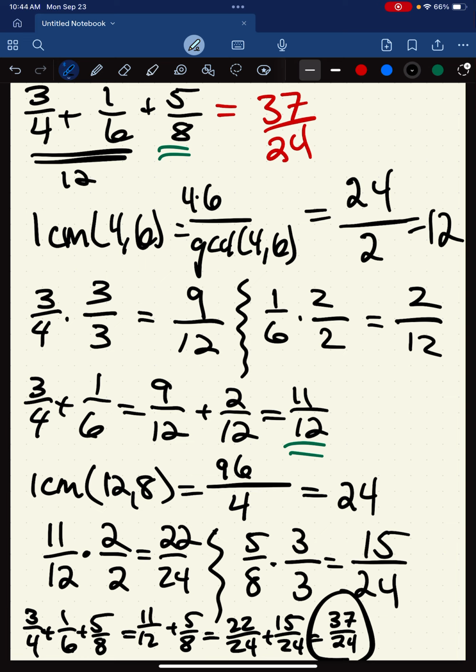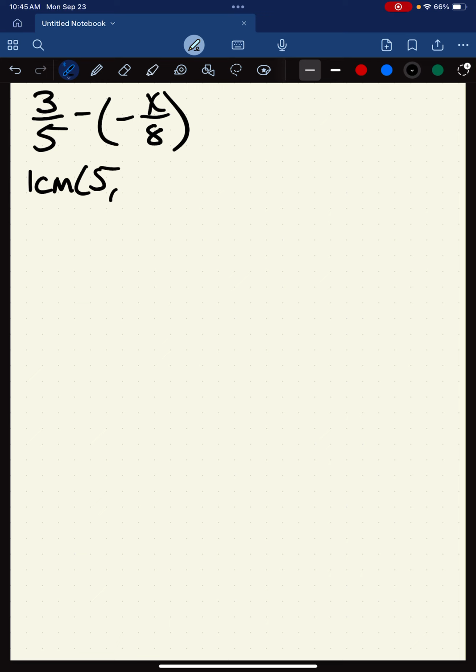Okay, let's do a couple more examples. Go back to one with x. 3/5 minus negative x over 8. Okay, we have to get a common denominator here. So the least common multiple of 5 and 8 is going to give us 5 times 8, which is 40, divided by the greatest common divisor of 5 and 8, which is 1. So 40 is going to be the least common multiple.